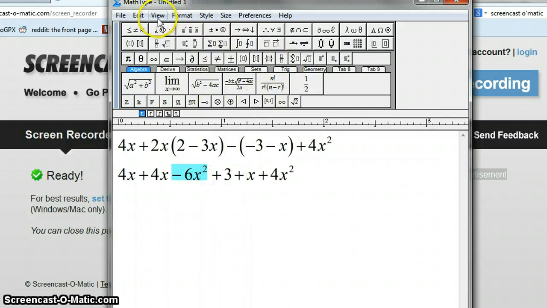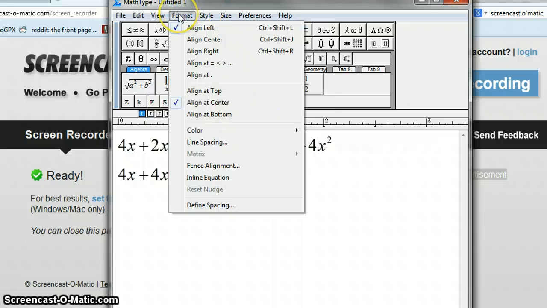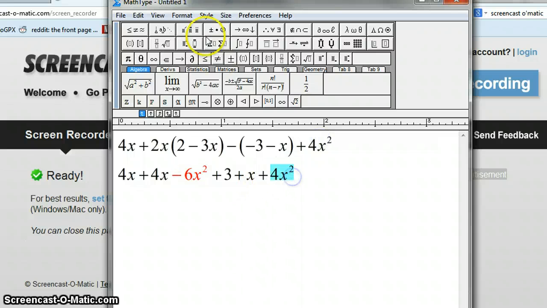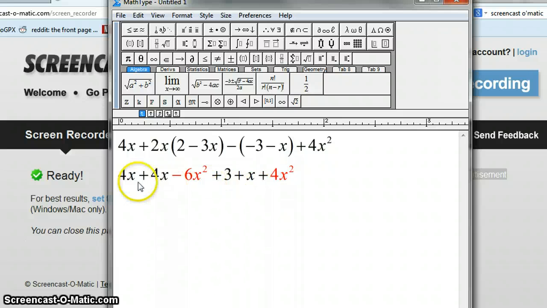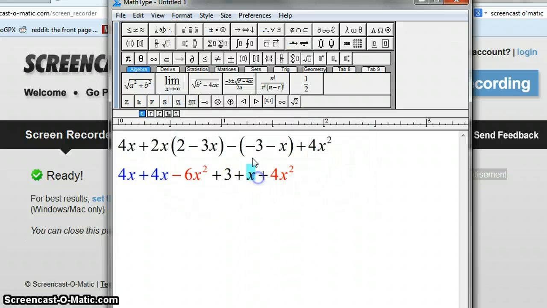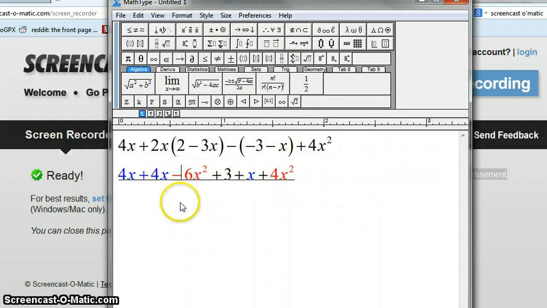We could make these a different color. Actually I don't know how to do that in here, so sorry. Oh, here, color. Okay, let's make these a different color. So we can combine the red ones, and let's make these x's a different color as well. Blue. And blue.